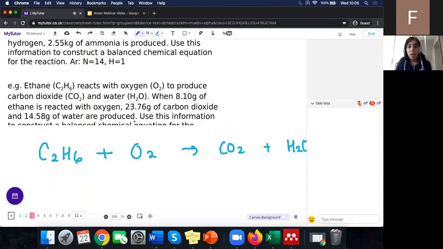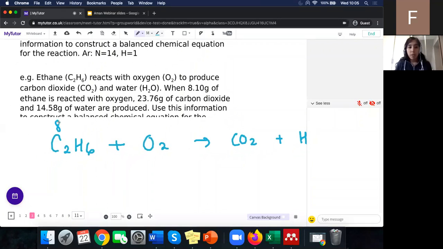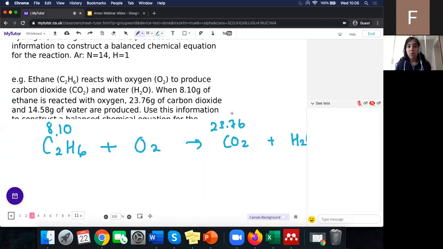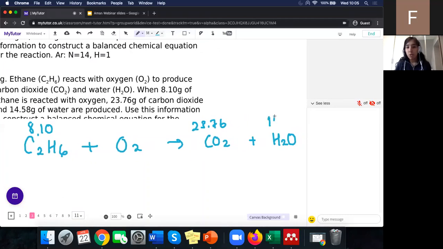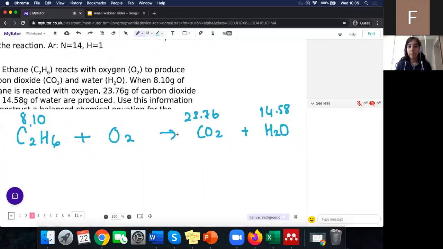We have 8.10 grams of ethane reacting with oxygen, so we don't know our mass of oxygen yet. We know there are 23.76 grams of carbon dioxide, and we know that there are 14.58 grams of water. So what's the mass of oxygen? Remember, the mass of the reactants equals the mass of the products, so what's the mass of oxygen then?